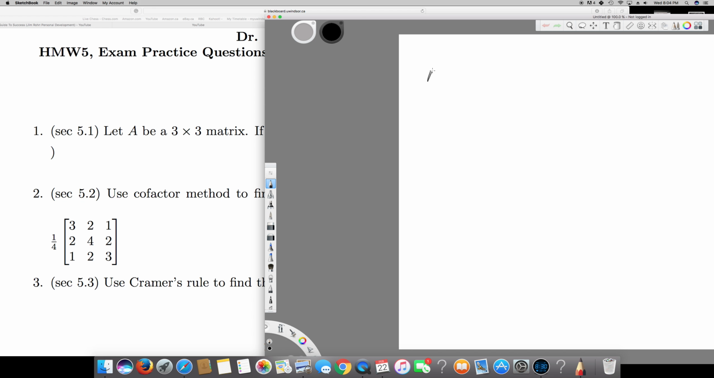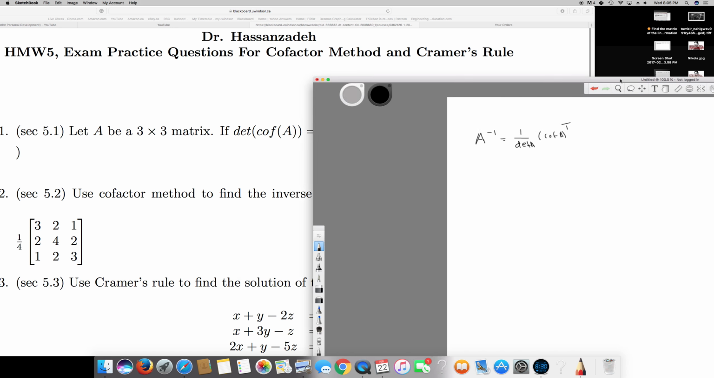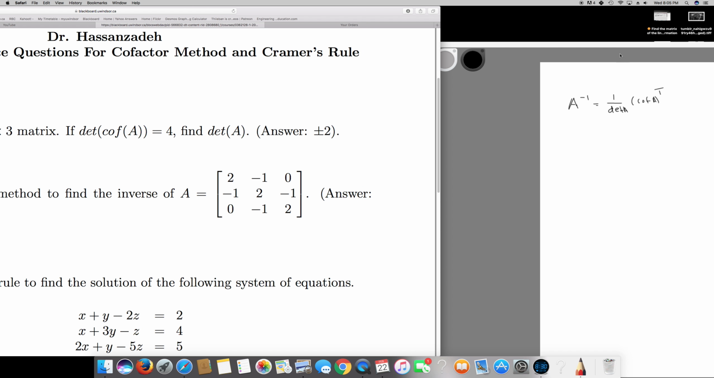It's going to be A inverse equals 1 over determinant A times cofactor A transpose. So this is the equation for this question. So first of all, we have to find out the determinant of this one.